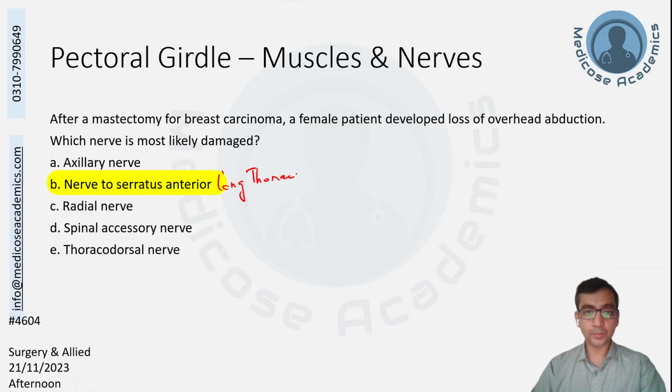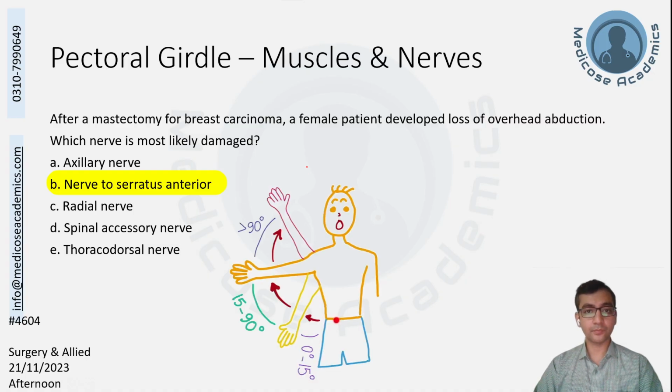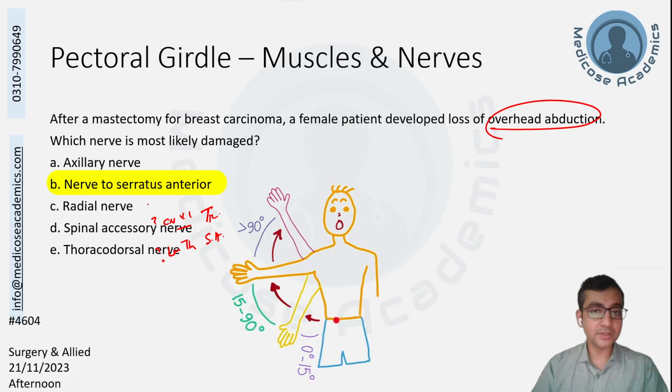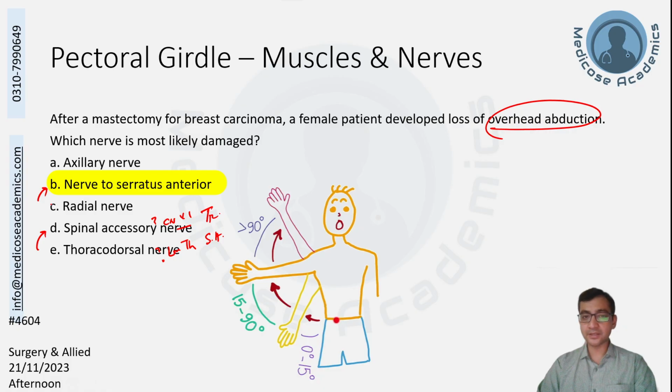Now, the issue that appears here. We talked about overhead abduction. I told you earlier the overhead abduction involves two muscles, trapezius and serratus anterior, and they both have separate nerves. Now, when asked a question about loss of overhead abduction, which one of the following will I pick up? Because both of them are given here. Spinal accessory nerve is given here and nerve to serratus anterior is given here. So let us break them down.